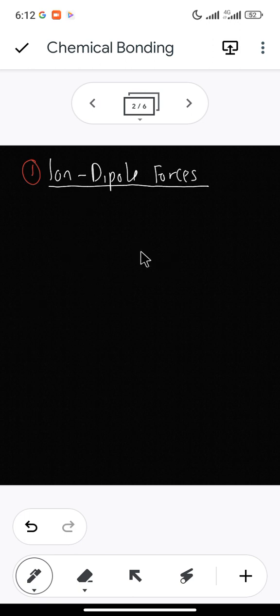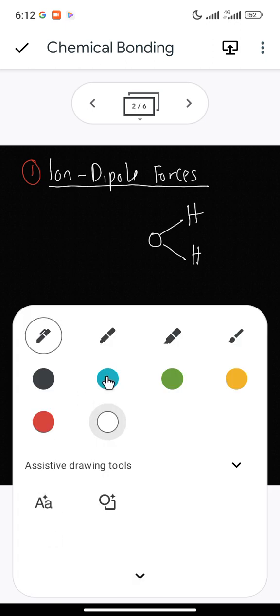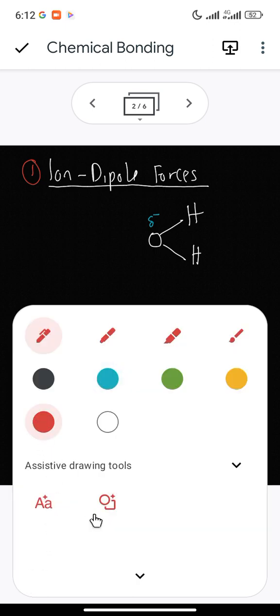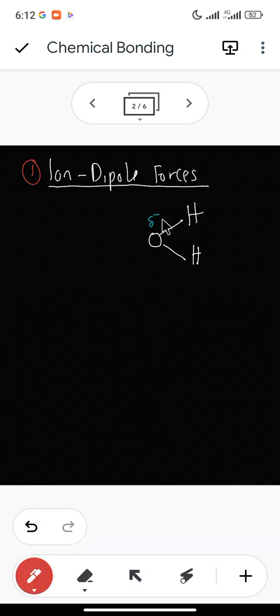Let's take an instance. We have the water molecule, H2O. According to what we established, oxygen is more electronegative than hydrogen, so it's going to pull most of the electrons to itself, and it's going to be electron rich. So it's going to carry a slightly negative charge, and hydrogen, which is electron deficient, is going to carry a slightly positive charge.